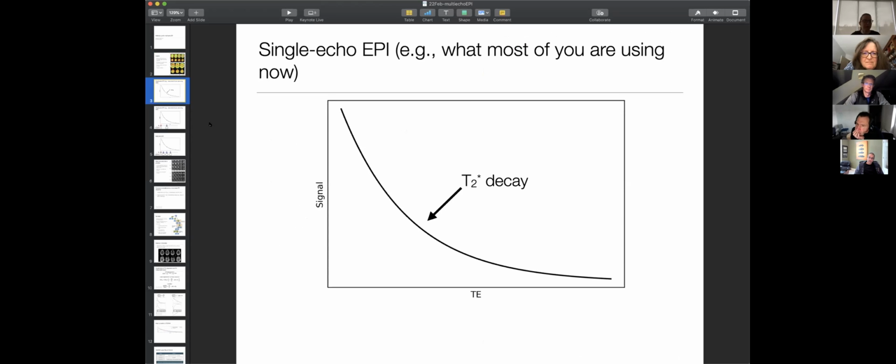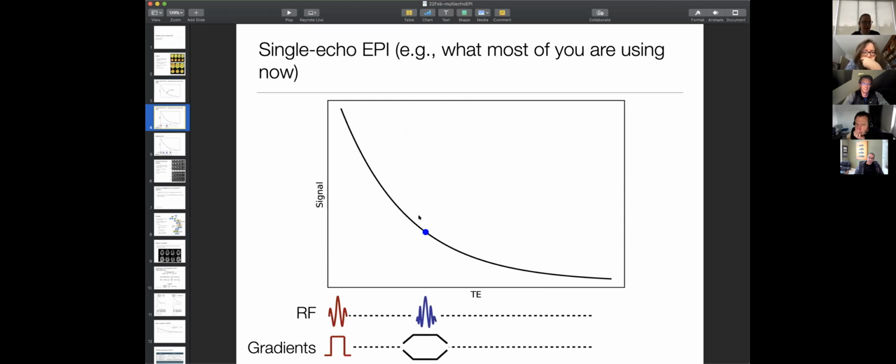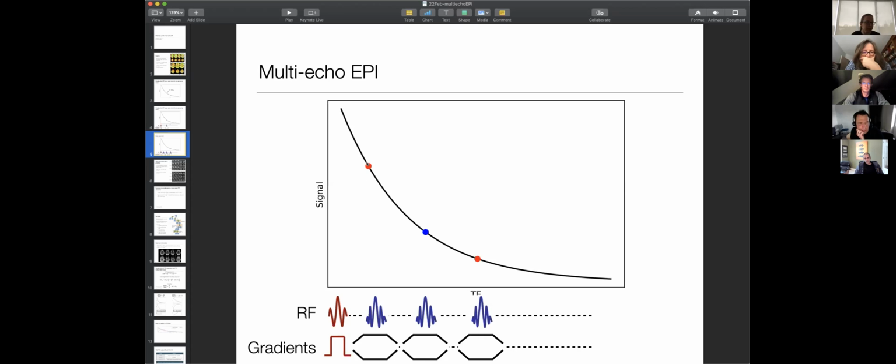So single echo EPI, as Jody showed, we get this exponential decay. This is T2 star decay. And basically in a single echo EPI, we pick some echo time somewhere between 30 and 60 milliseconds, as a happy medium to try and capture as much signal from as much of the brain as we can. And we run our sequence, excite our pulse, let it decay to the echo time, and collect the signal.